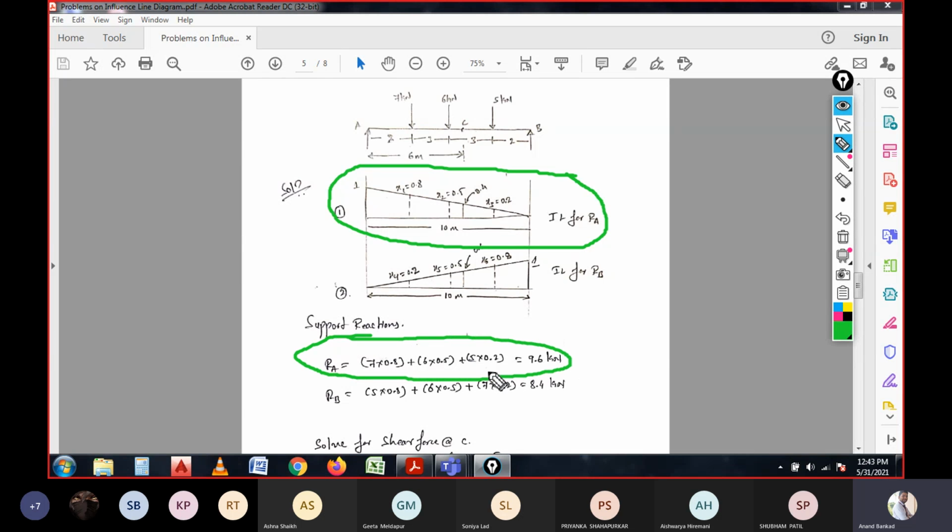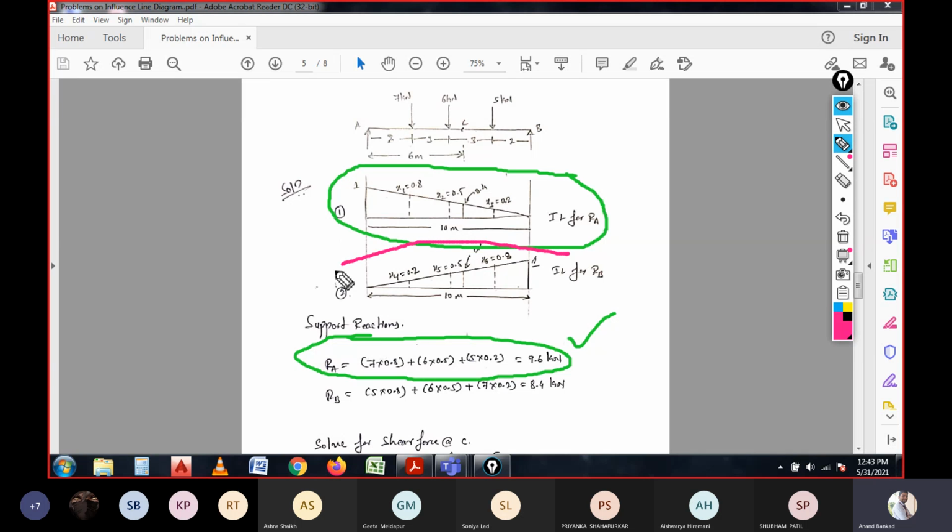So now if you observe here, the 7 kilonewton has the coefficient value of 0.8. The same thing is multiplied: 7 into 0.8 plus 6 into 0.5, which is the coefficient value 6 into 0.5, and again 5 into 0.2, which is here. That means the reaction support at A has the force of 9.6. This is how we need to calculate.